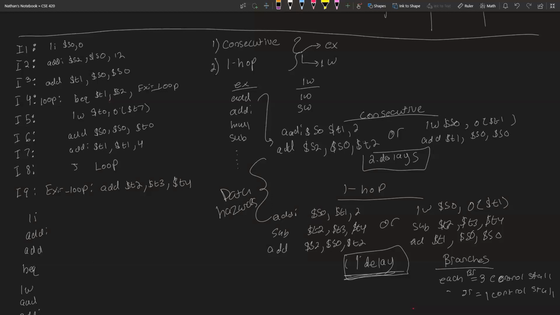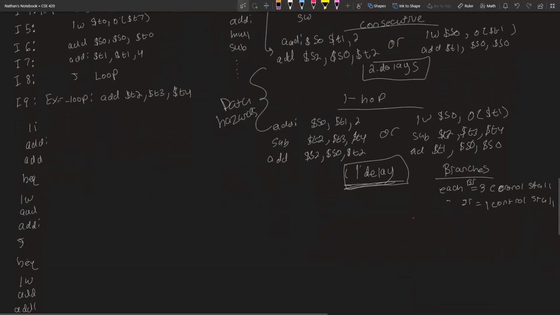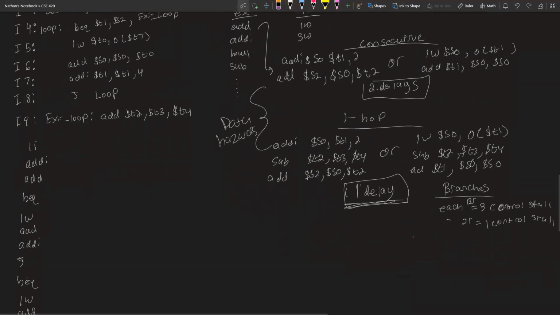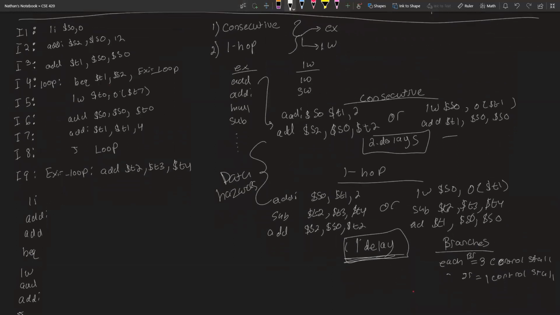So the way to go about calculating this, oh, actually one more thing too, anytime you run into a branch, each branch is going to be 3 control stalls, and then each time you run into a jump, it's going to be 1 extra control stall. And either way, you're going to have 2 delays, 1 delay, 3 delays, or 1 delay.